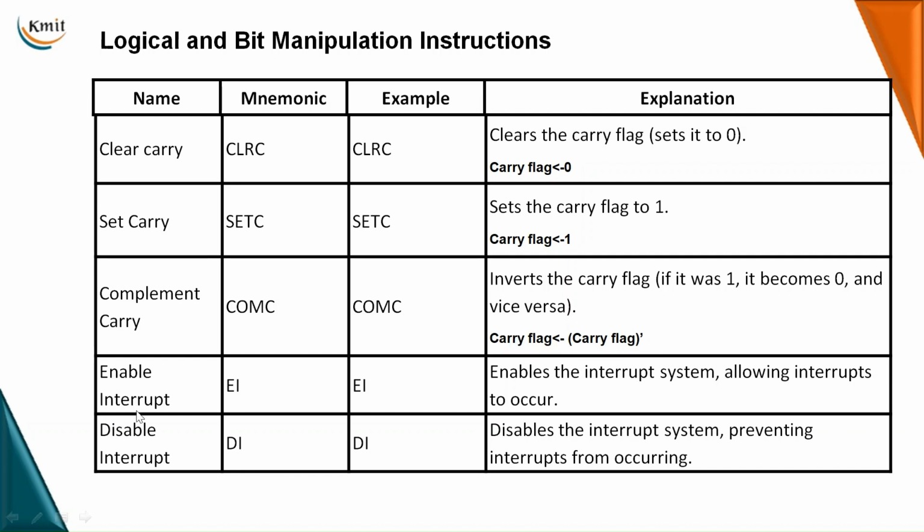Next is enable interrupt, represented by EI. This instruction enables the interrupt system, which allows interrupts to occur so that the CPU can handle them. In the case of disable interrupt, if the CPU no longer wants to be interrupted, it will just execute the disable interrupt instruction so that it disables the interrupt system, preventing interrupts from occurring. So these are the list of logical and bit manipulation instructions.